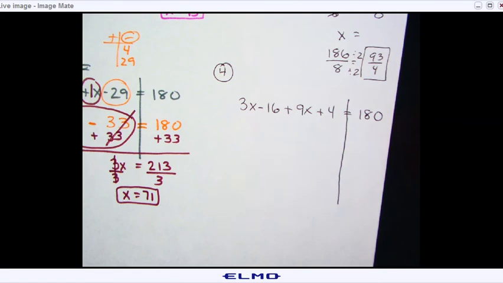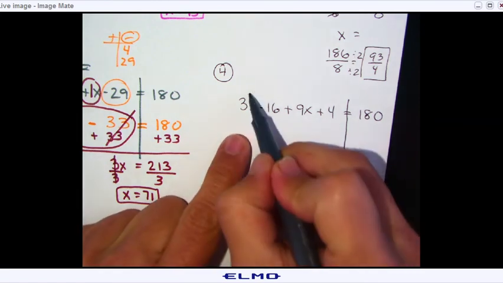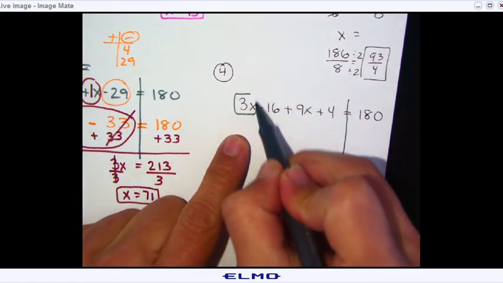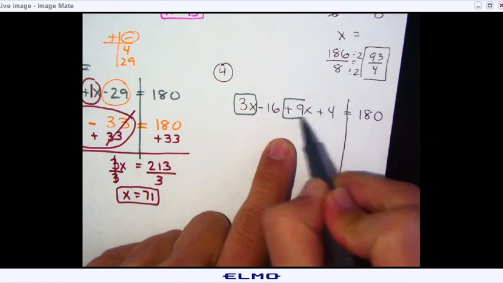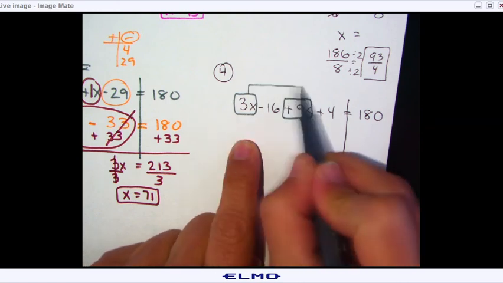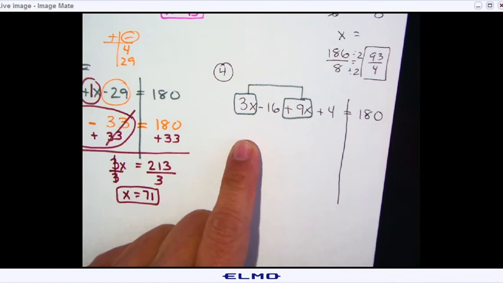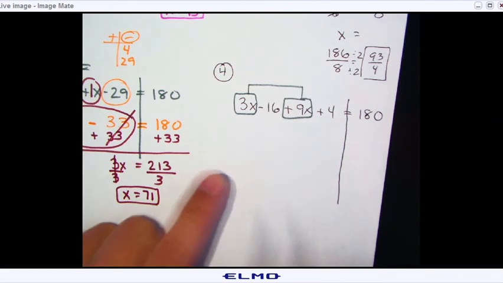All right, so here we go. What am I gonna do? I'm gonna add the 3x and then the positive 9x. So 3x plus 9x, that's pretty easy. That's 12x.